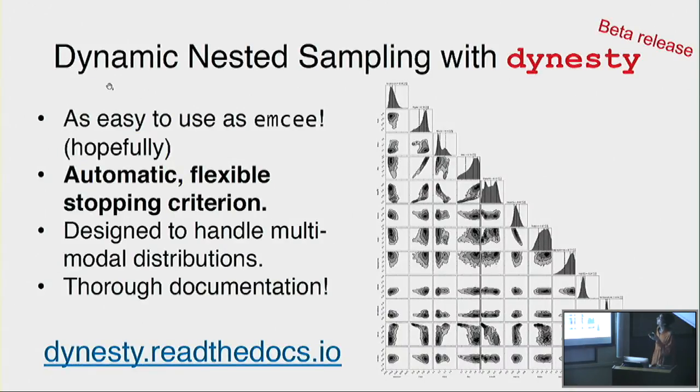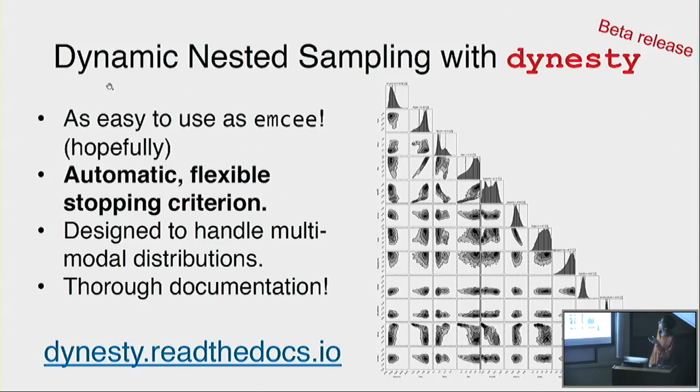So just one thing I wanted to highlight here is that most recently I've been working on projects to implement dynamic nested sampling, which is a new Bayesian technique to try and sample from posteriors that is more flexible than MCMC.